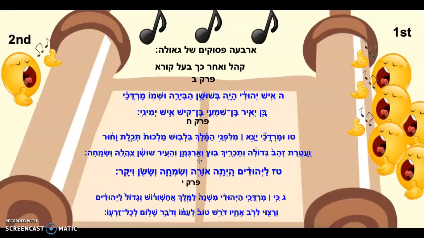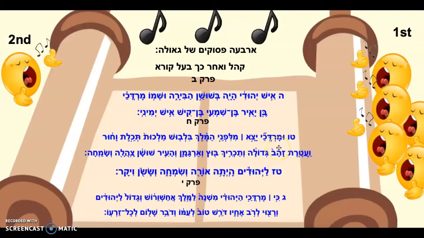There are, however, also 4 very special festive psukim, which are called the psukim of Geulah, which are stages in the redemption of the Jewish people, which are read in a special way. First, the tzibur, the congregation, reads them, and then they are repeated by the Bal Koreh, the one who is reading the Megillah. And here's one example in Perek Bet. Ish Yehudi haya b'Shushan Havira u'shemo Mordechai ben Yair ben Shim'i ben Kish ish Yemini.